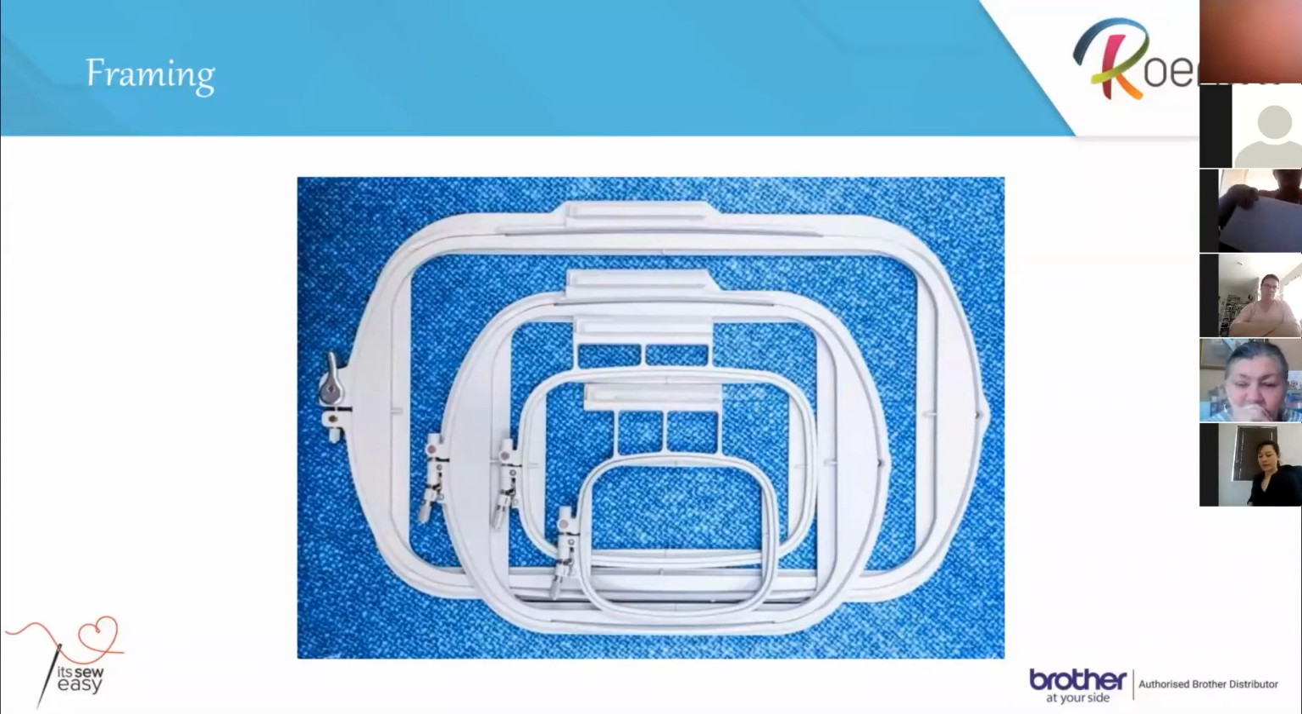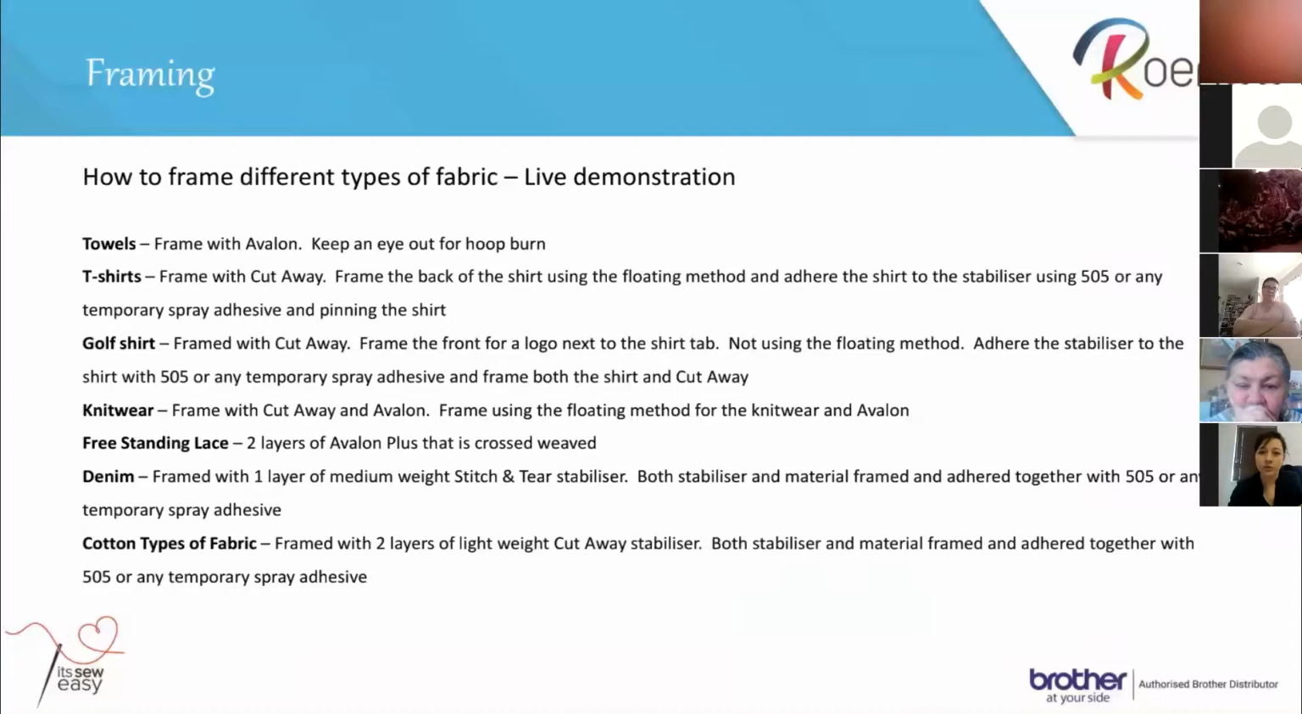These are just the basics of framing different stabilizers. So this is just what we're going to frame: some towels, a t-shirt, a golf shirt, knitwear, and show you how to frame for freestanding lace, denim, and then cotton types of fabric. But let me just stop that share.